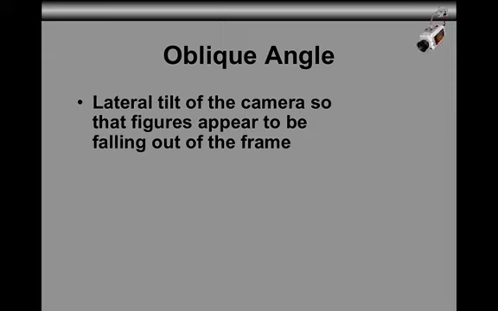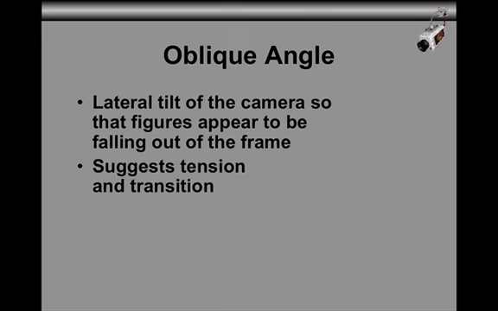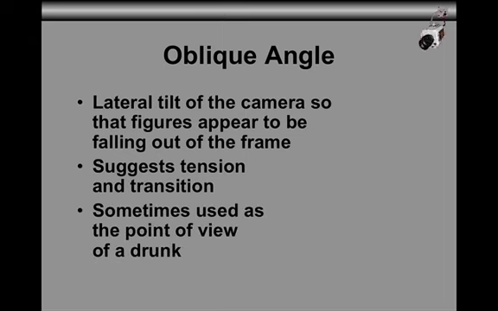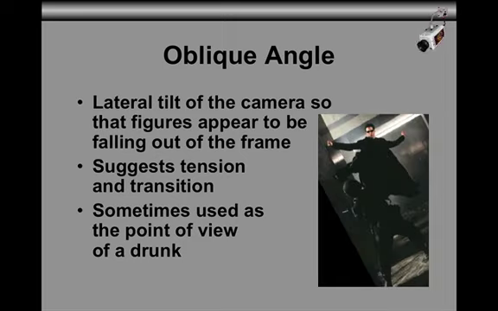Next we have the oblique angle, and this is when the camera is tilted laterally so that figures appear to be falling out of the frame, and it tends to suggest tension and transition in the story, and is sometimes used as the point of view of drunkenness or disorientation, as we can see in The Matrix here, and also more recently in the movie Inception. This oblique angle is used to full effect.